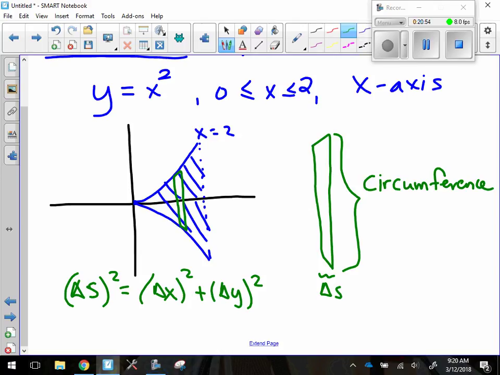And what's the formula for circumference? 2 pi r. So I'm going to need to know what r is. And so r kind of looks like that. And what's that kind of going to be?